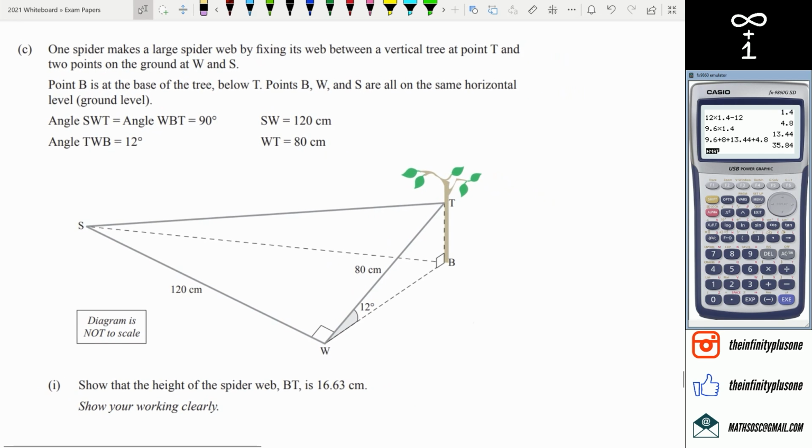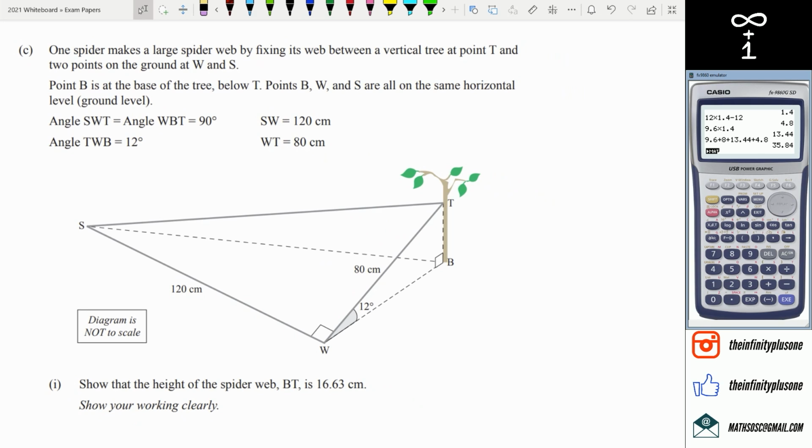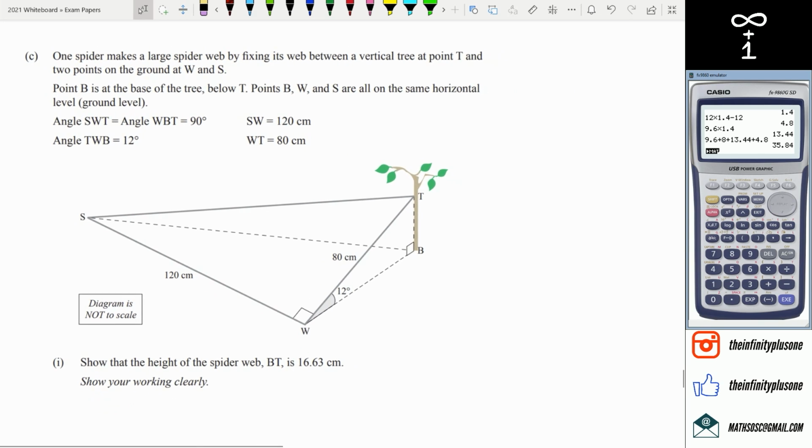Okay, so WT is 80. Show the height BT is 16.63. So I guess we're looking at this triangle right here for this question. BT is right there, and the triangle we're going to be looking at is this pink triangle. If I just draw it out, I've got 80, I've got 12, and I'm trying to figure out what BT is, which is the height.